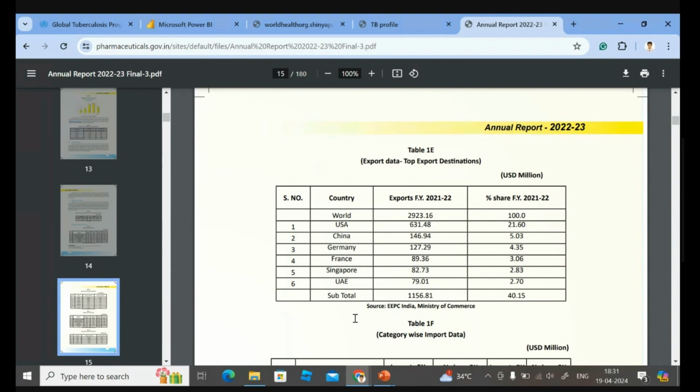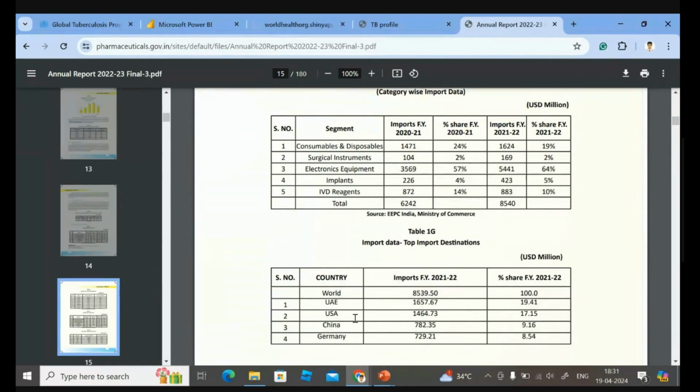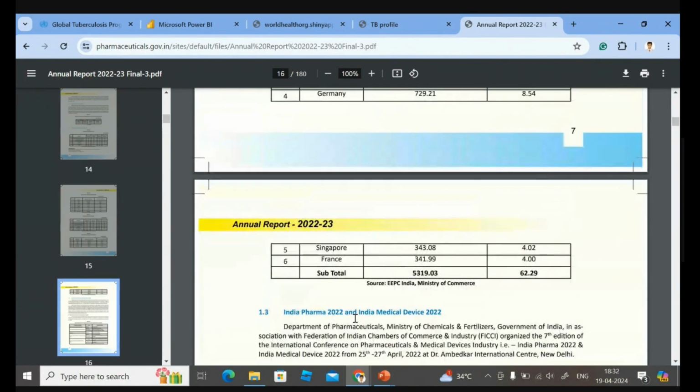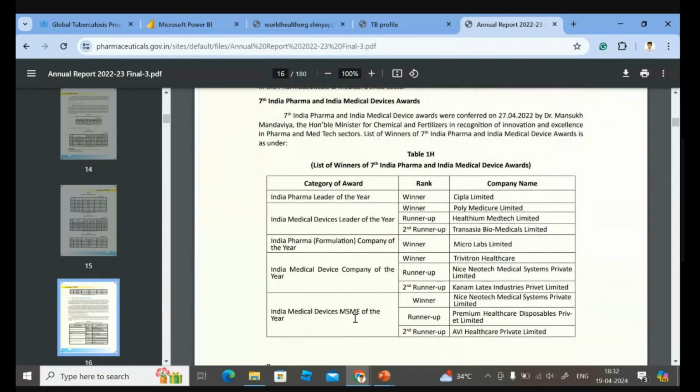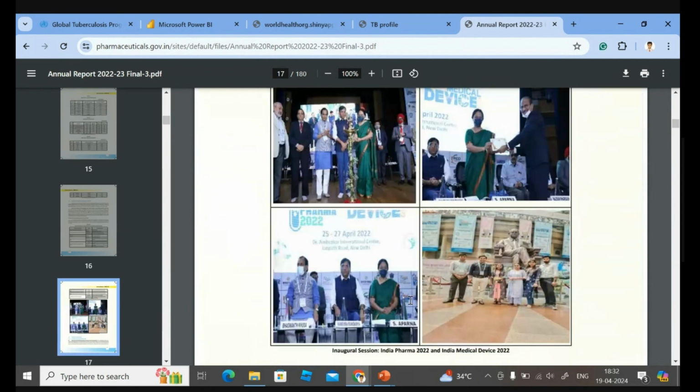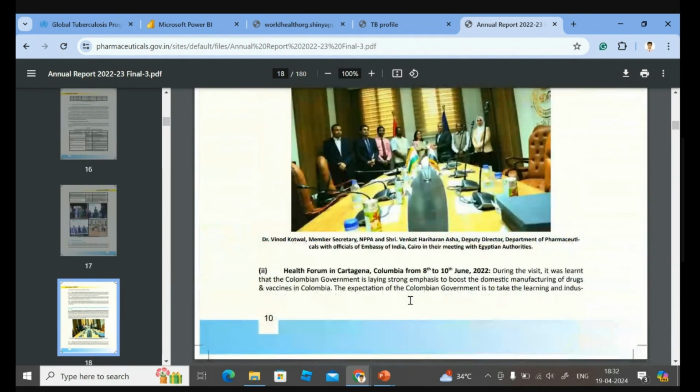US. Then, surprisingly, it's China, the second one. And third are Germany, France, Singapore, UAE. Really important. And where are we getting imports from? UAE. So look at which companies are there. Cipla, of course, Polymedicure, LBM, Microlabs, all these companies. They have it. So you can get this easily.